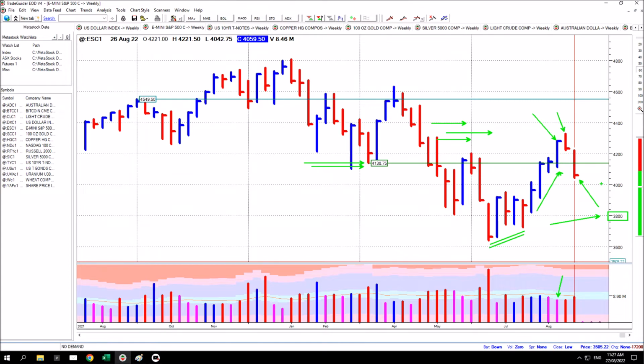So we'll just see how it plays out. If the market does move up next week and fails to recover, that would be a sign that it is going to roll over and continue lower.